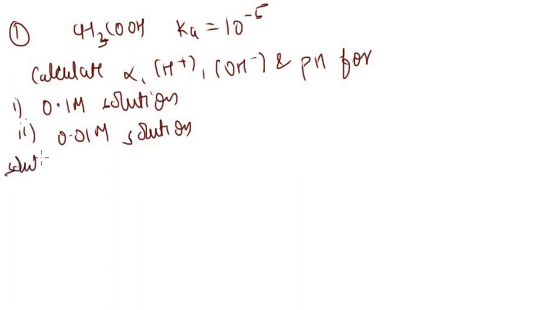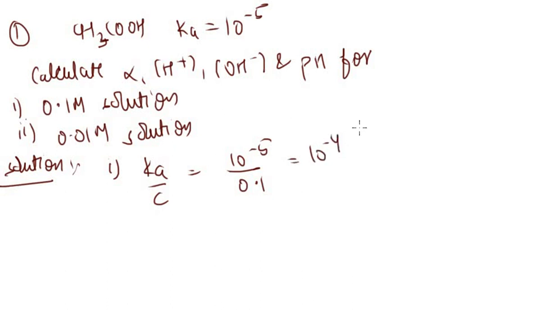So if I try to solve that, first Ka. Now the H plus, we know, will be C alpha. Now, do we need to calculate alpha by the quadratic equation, or by under root Ka upon C? So first let's come to what Ka upon C is. Ka is 10 to the power minus 5 upon C, which is 0.1. So it comes out to be 10 to the power minus 4. So it is less than 25 into 10 to the power minus 4, so we can neglect alpha with respect to 1.